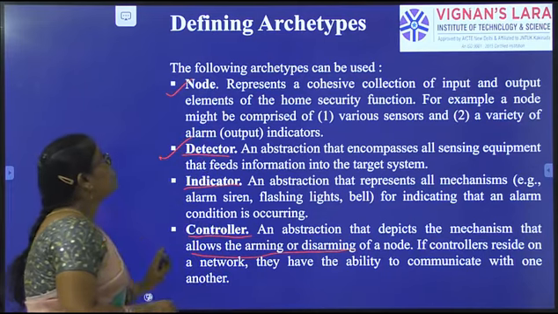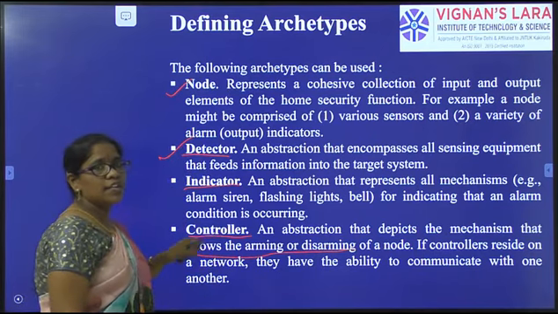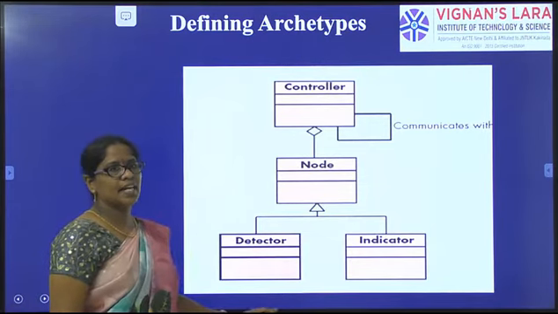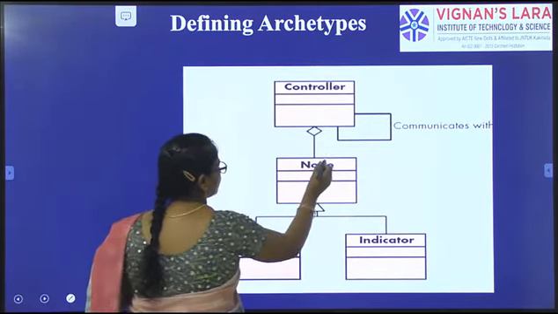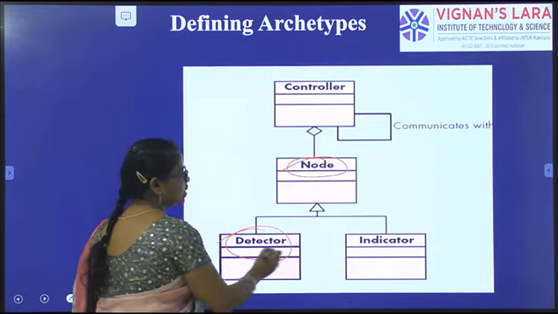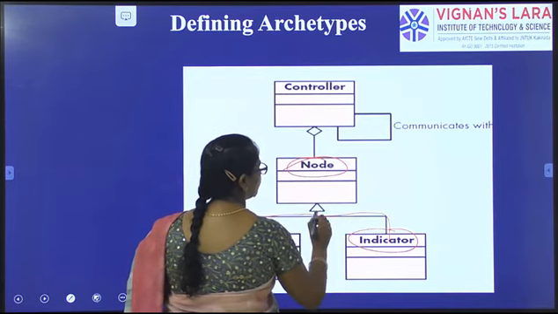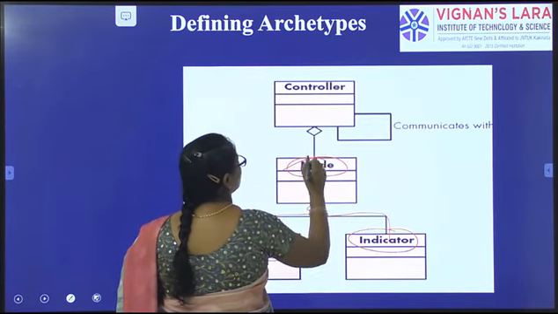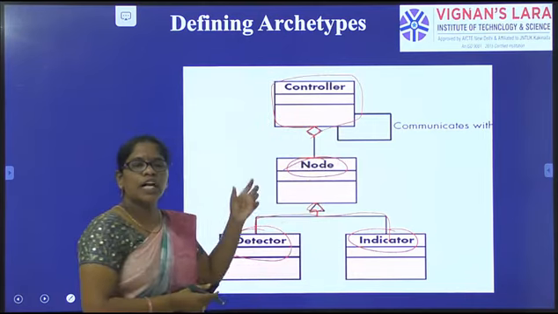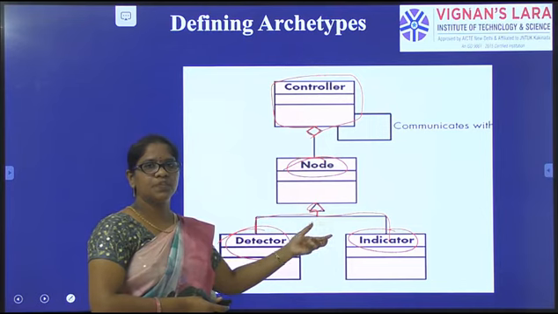So these are the archetypes: node, detector, indicator and controller. So this is the archetype design. The first archetype is a node. Next one is a detector and indicator. So how is the connection? Detector and indicator both are connected to the node. So through the node, it will go to the controller. Through the controller the communication will be done. So this is the archetype diagram.